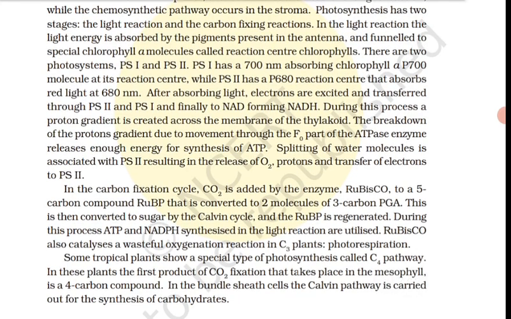In the bundle sheath cells, the Calvin pathway is carried out for the synthesis of carbohydrates. With this, we completed the chapter. Thank you for hearing.